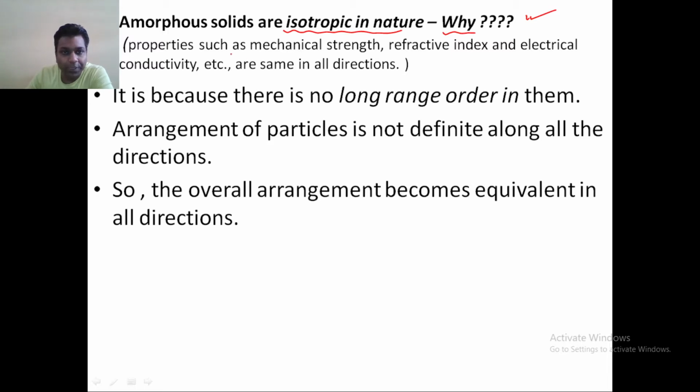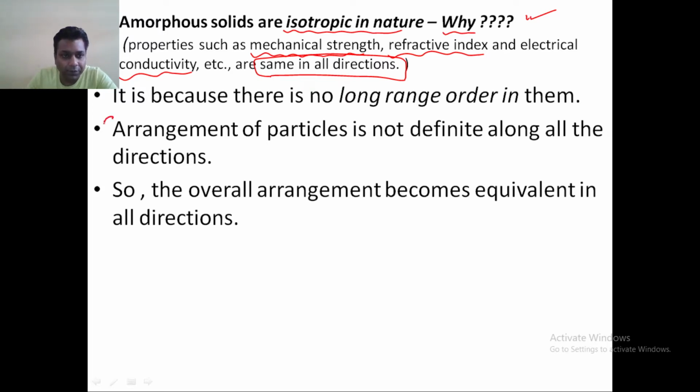First of all, we need to understand the meaning of this question. It says that properties such as mechanical strength, refractive index and electrical conductivity are all the same in all directions. Why is this so? If you refer to lecture number 1, I showed you a figure of an amorphous solid, in which you have short range order. Due to that short range order, whenever you apply an external mechanical force, or measure the refractive index, it remains the same throughout the structure of the amorphous solid. That's why they are isotropic in nature.